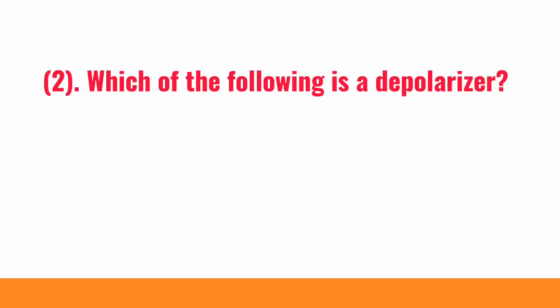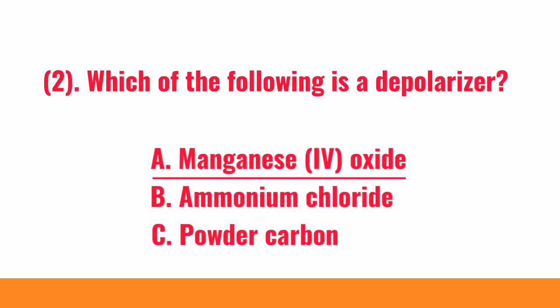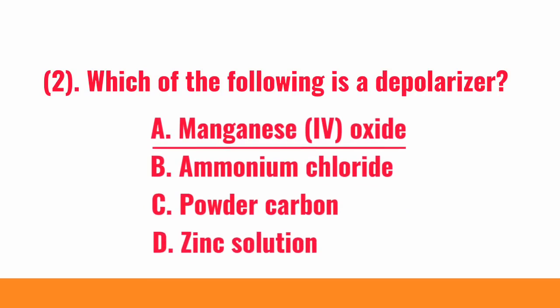Second question: which of the following is a depolarizer? I said a depolarizer is used to reduce polarization. We have manganese(IV) oxide, ammonium chloride, powdered carbon, and zinc solution. For depolarizers, we can only have two types: either manganese(IV) oxide or copper sulfate. Manganese(IV) oxide is used in the Leclanché cell, and copper sulfate is used in the Daniell cell, as the depolarizer.